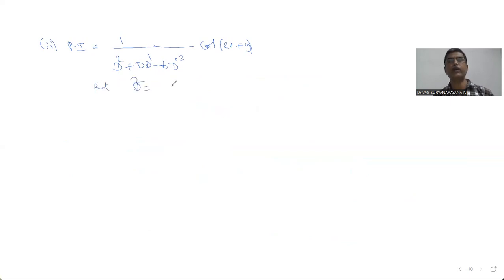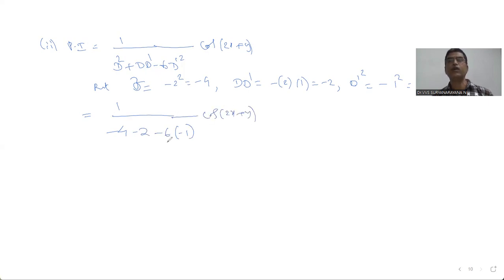Now, as per the procedure, put D square equal to minus of a square, minus of 2 square, minus 4, D dash with minus of ab, minus of 2 into 1, that is minus 2, and replace D dash square with minus of b square, minus of 1 square equal to minus 1. So then we will get 1 by, in place of D square, minus 4, in place of D dash, minus 2, minus 6 into, in place of D dash square, minus 1, of cos 2x plus y. But unfortunately here, we got minus 6 plus 6, 0. So we got a failure case.